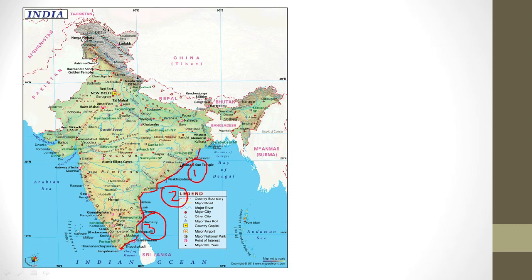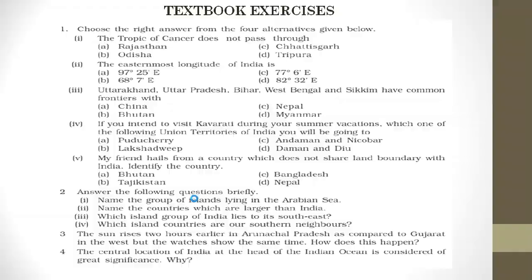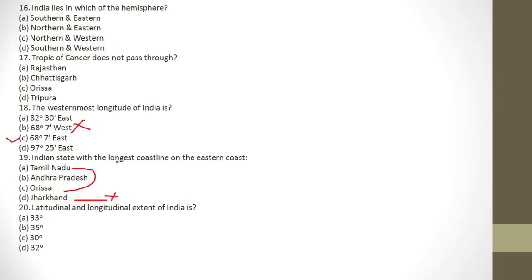Now if we see the length of the coastline of all these states, particularly, you will find that Tamil Nadu has a coastline of 1076 kilometers. Andhra Pradesh has a coastline of 975 kilometers, and Odisha has a coastline of 485 kilometers. So this makes our answer very clear that the state with the longest coastline on the eastern coast will be Tamil Nadu and not Andhra Pradesh and also not Odisha. Clear? Now let us move ahead.